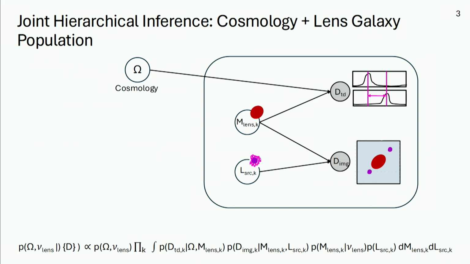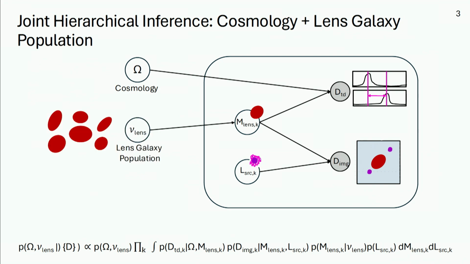And what we use is a hierarchical inference to constrain the cosmology from those observables. What you'll see here is we have individual models for each lens. In this very simple model, each lens has a mass, m lens, and light coming from the background source, L source. But what all of these lenses share is the same cosmology. All of these lenses live within the same universe.